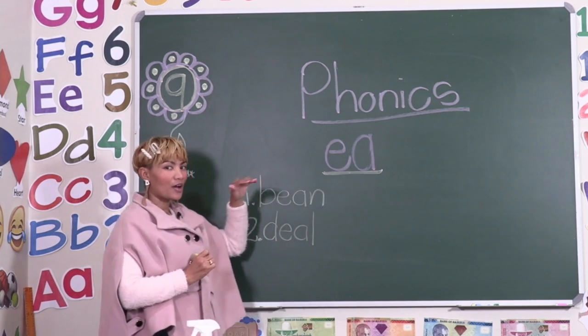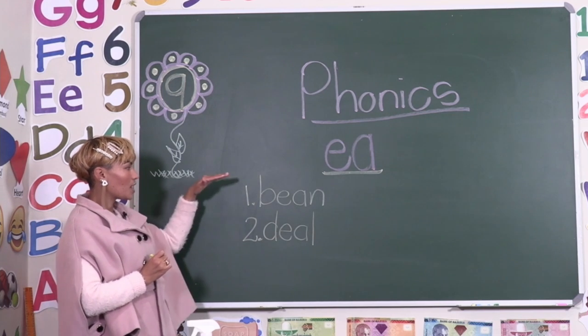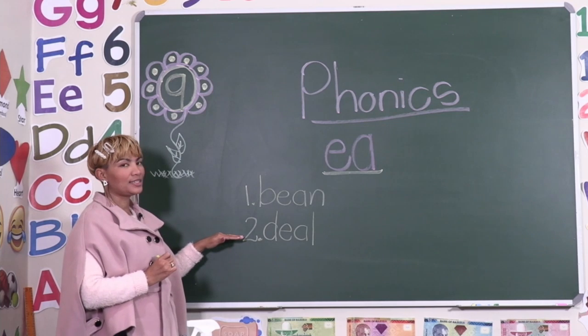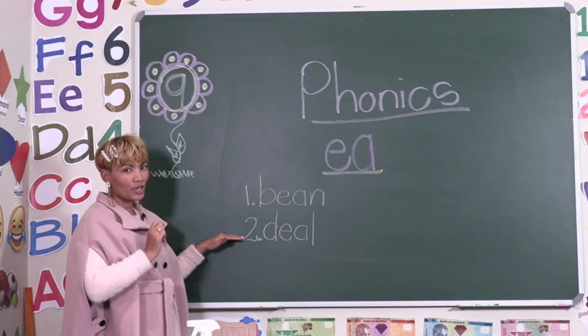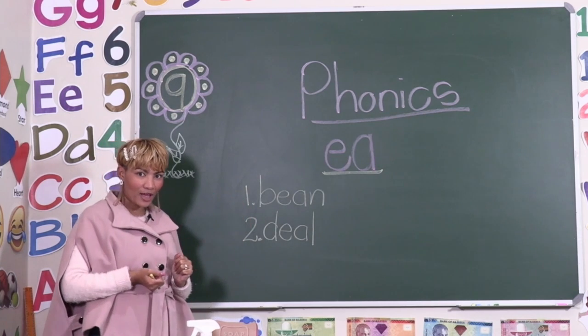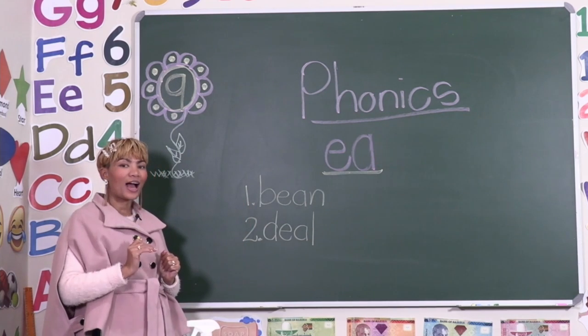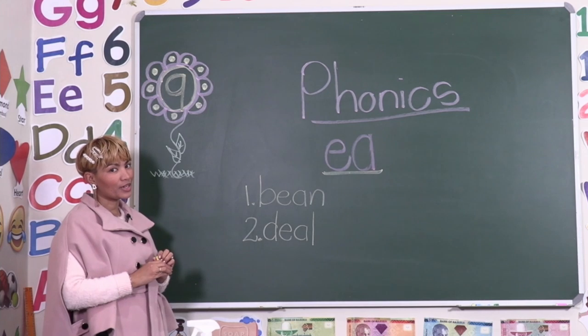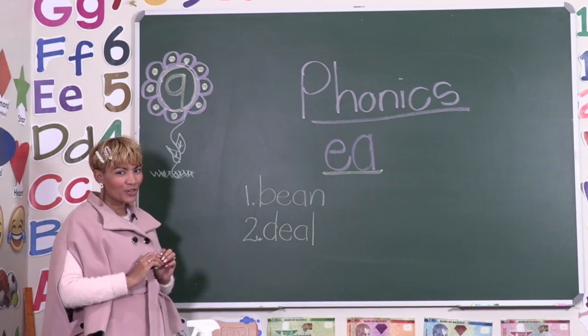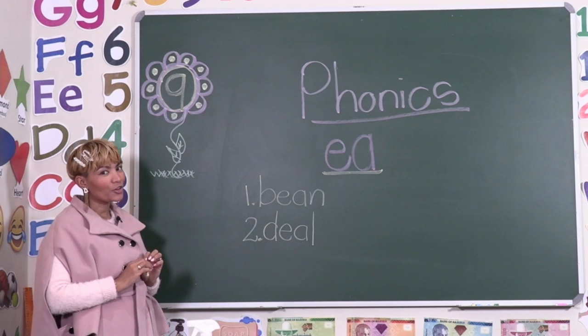Now, the words that we have so far are the word bean and the word deal. So now you can go ahead and look at what are the rest of the letters of the alphabet and how can I arrange the words given in alphabetical order. I'm going to leave you to do the rest of the words on your own.